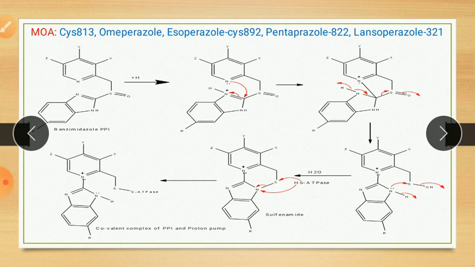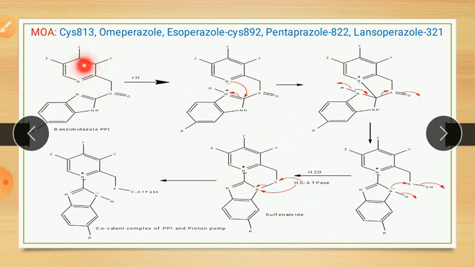So again, PPI, that is proton pump inhibitor, is a benzimidazole derivative. It acts as a prodrug. First these drugs activate into their active form called sulfonamide. So here there is an activation reaction of proton pump inhibitor.